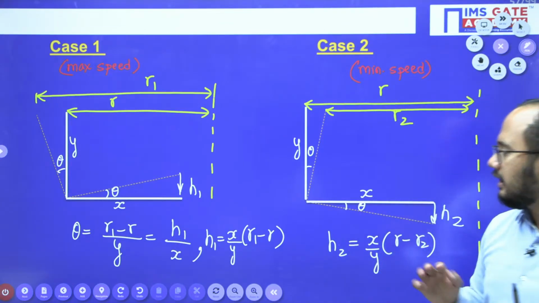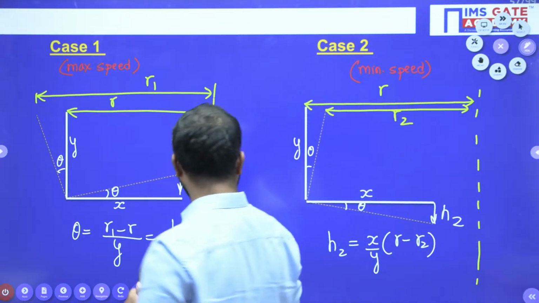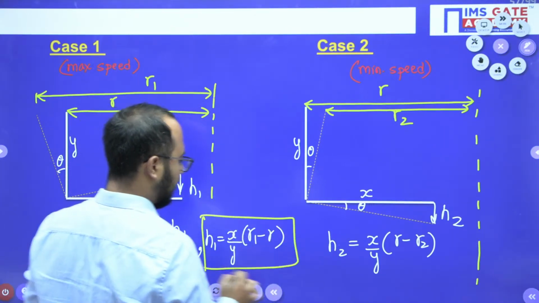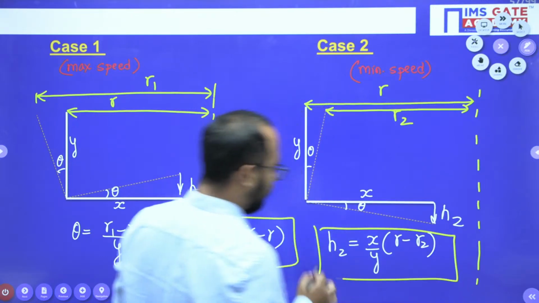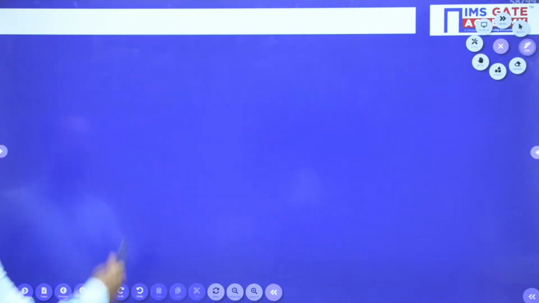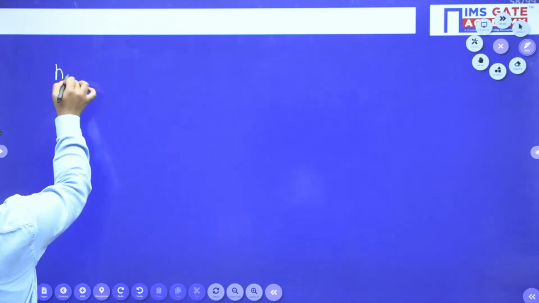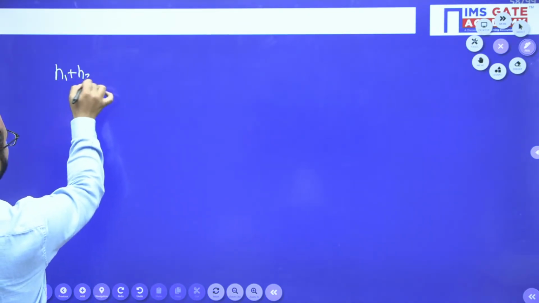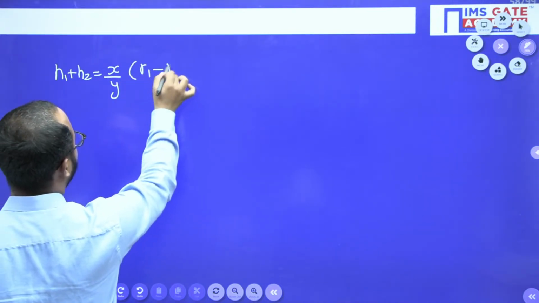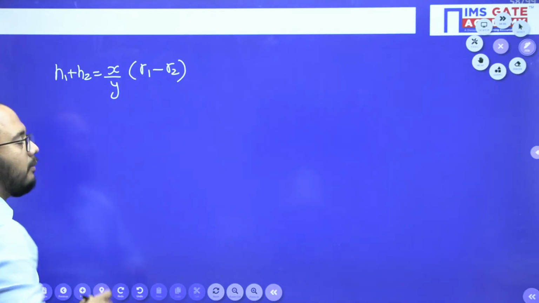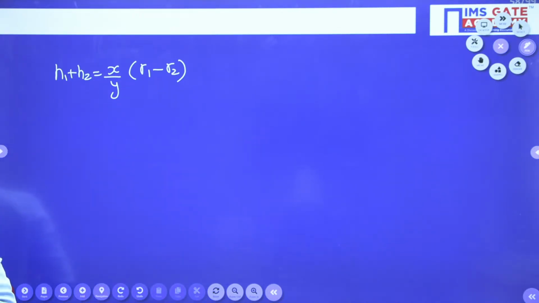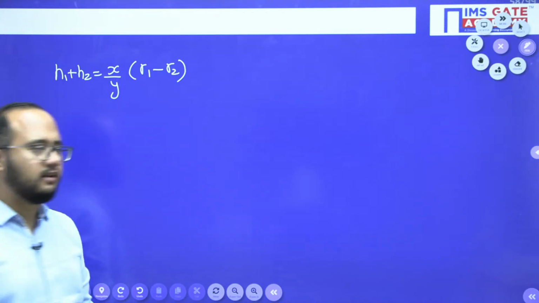Are you getting the point? Lift of the sleeve I will get if I add this H1 value and H2 value. H1 and H2 value if I add, I will get what? The lift of the sleeve. Yes or no? So just you need to add H1 plus H2. X by Y will get R1 minus R2. So this is the formula for the lift of the sleeve. Clear everyone? So like that you should remember, it is nothing but the sleeve movement.